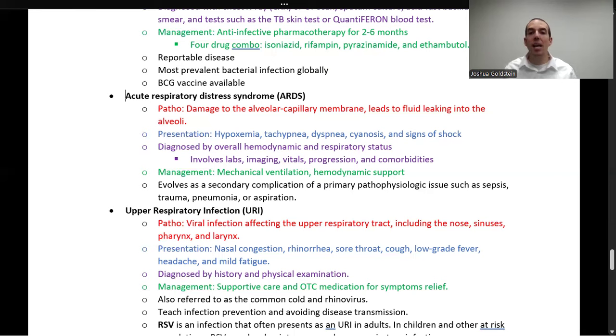How do we manage this? We mechanically ventilate them. These patients are very difficult to oxygenate, and there are entire classes on how to oxygenate an ARDS patient. That's way beyond this video. And we're also going to maintain hemodynamic support because they're going to have issues with that as well.